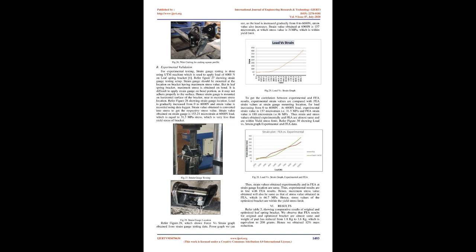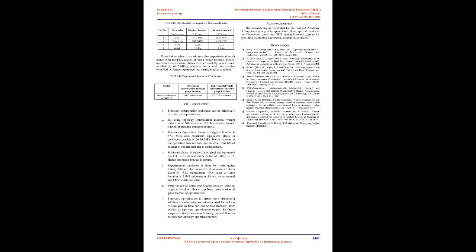6. Results. Refer to Table 3, showing comparative results of the original and optimized leaf spring bracket. We observe that FEA results for the original and optimized bracket are almost the same and the weight of the part has reduced from 1.8 kg to 1.6 kg, which is equivalent to 200 grams. Hence we obtained a 12% mass reduction.